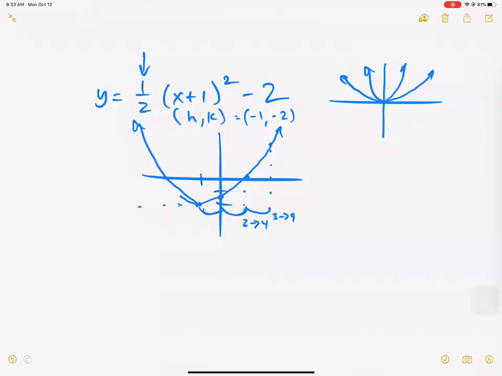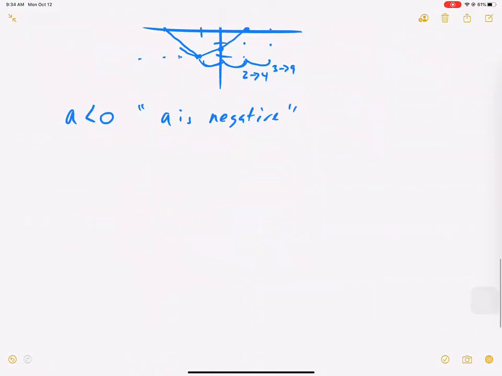So if we can understand how to graph these using this formula, graphing parabolas is actually just as easy as graphing absolute values. Now the only thing is, what if a was less than 0? What if a is negative? Well, it turns out, not a big deal. If a was negative, it would just flip the graph upside down.